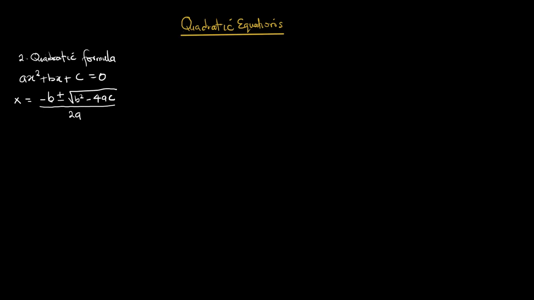So it's clear: b is the coefficient of x, a is the coefficient of x squared, and c is the constant term. It's going to be clearer when we do an example. Let's just take the first example.